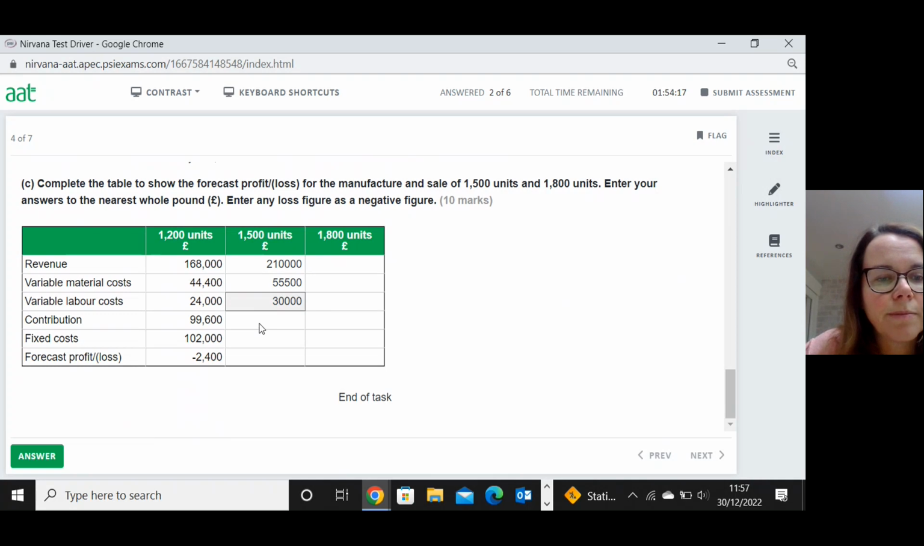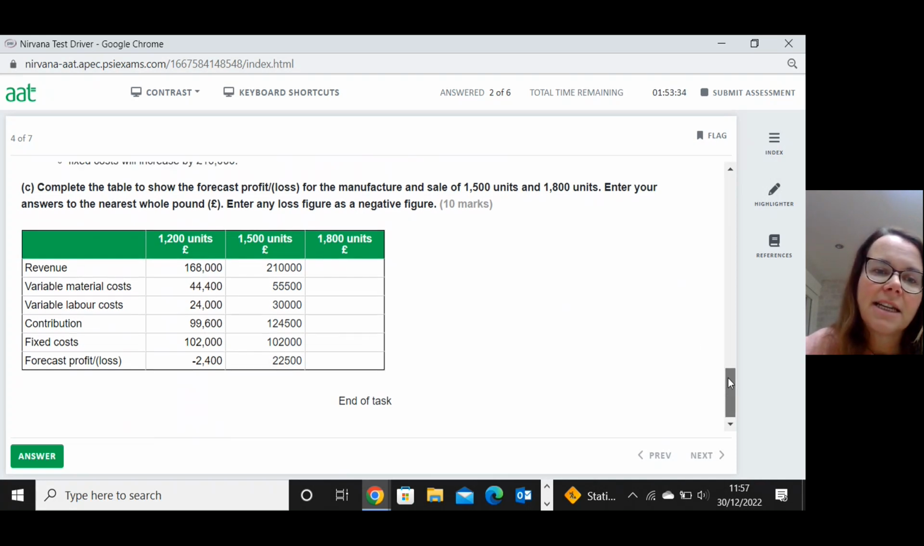Right, then to work out the contribution, we could just flex that in the same way because everything that makes up contribution is variable, or you could say 210,000 minus each of these costs gives us 124,500. Or you could check it both ways, make sure it agrees. Fixed cost we know doesn't change, so just put in our 102,000. And then we can calculate our profit by doing 124,500, subtract 102,000, which gives me 22,500.